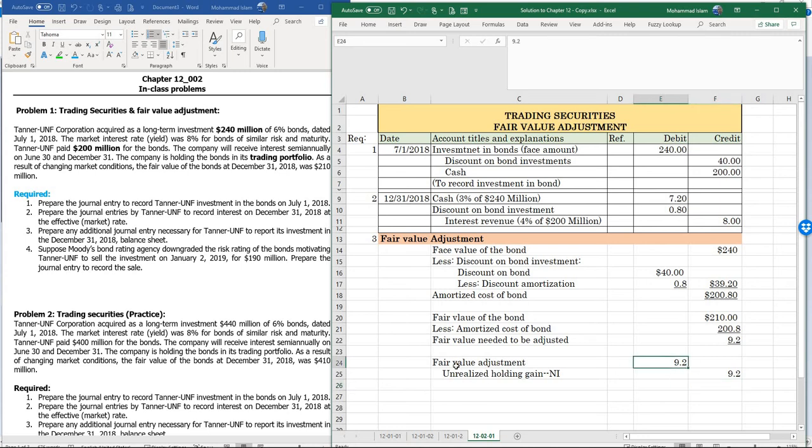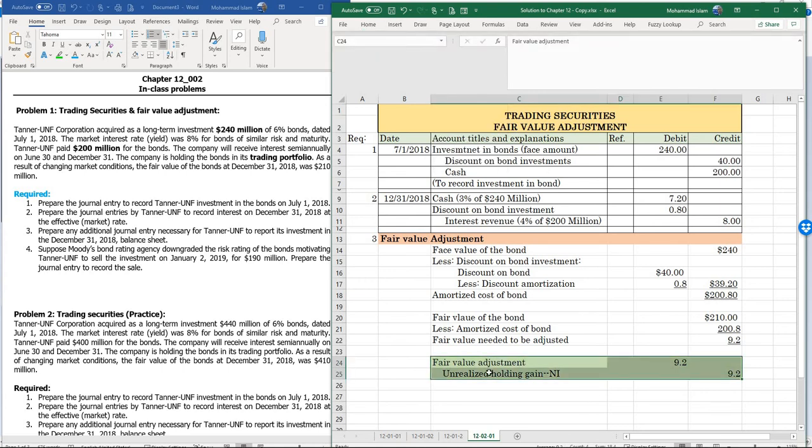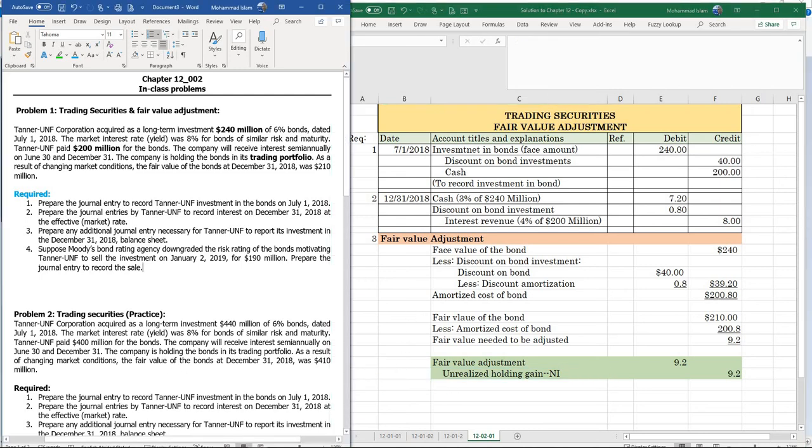The main difference between trading securities and available-for-sale securities is here. Here, what we have done is that the unrealized holding gain is reported in net income. But in the case of available-for-sale securities, this unrealized holding gain is reported under the head other comprehensive income, which is more commonly called OCI.